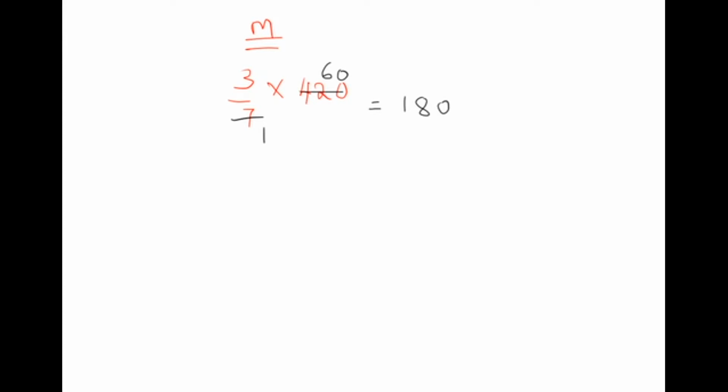3 times 60, this gives us 180. The number of women is 4/7 times 420. Then we can simplify by 7, 1, by 7, 60. 4 times 60, it gives us 240. So the number of women was 240. The number of men was 180.